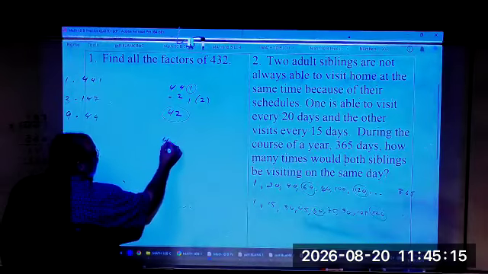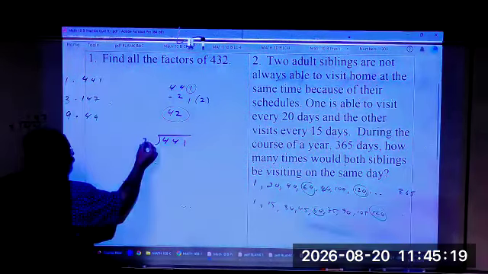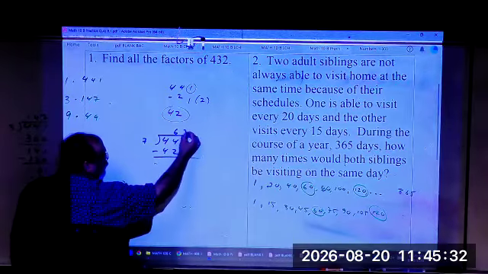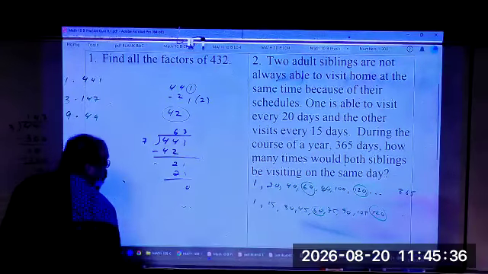So 441, you can do it the long way. 7 would go into that in the 10s place 6 times. 7 times 6 is 42, and we subtract and we get 21. Well, 7 goes into 21 3 times. So 7 times 6 plus 3.